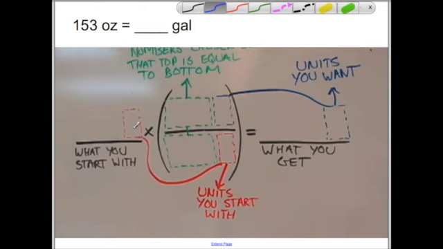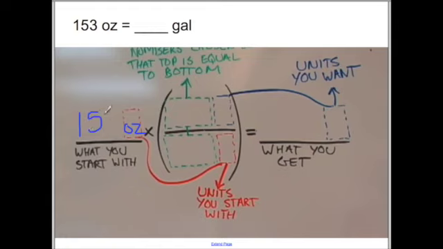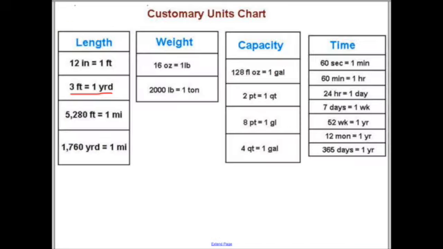So we're going to start with our ounces. We're starting out with 153 ounces, and we're going to keep our ounces down below. What we want is gallons, so we're going to put that up above. So we're going to go back to our conversion sheet and figure out how many ounces are in a gallon.